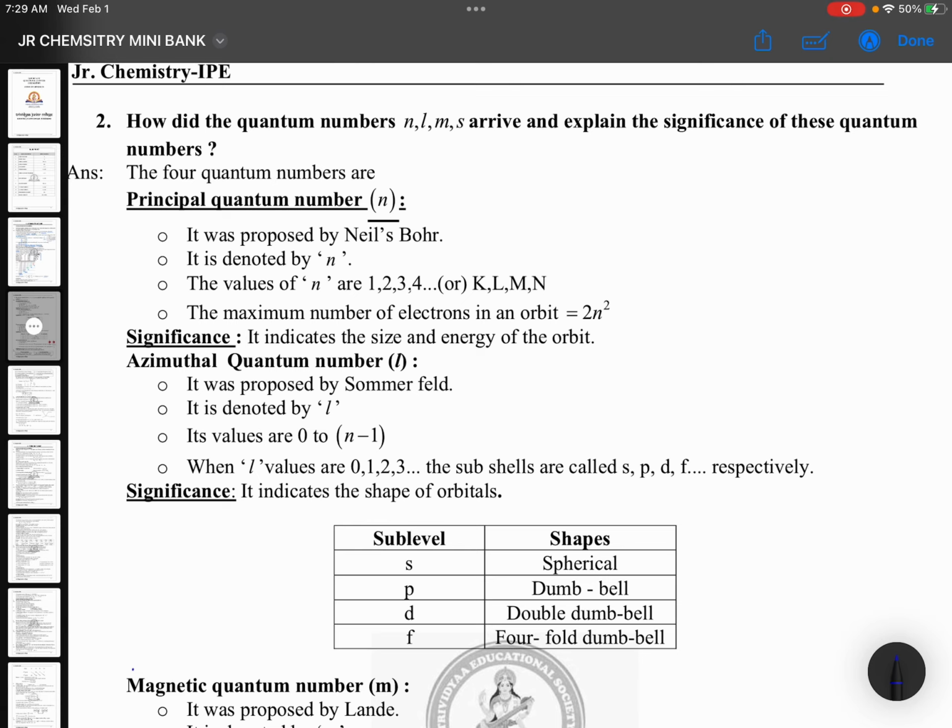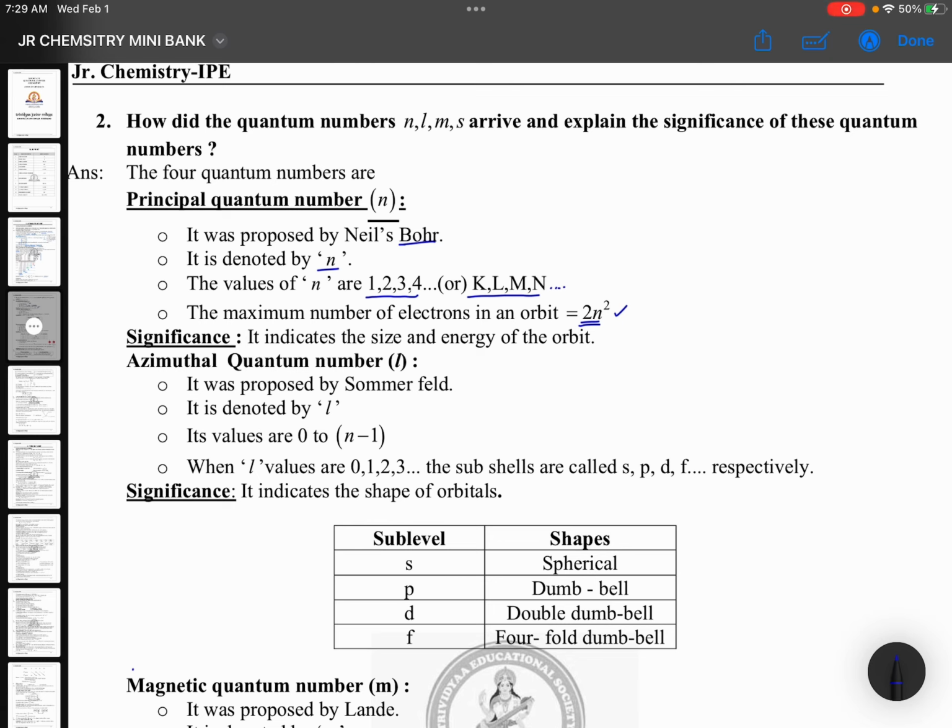The four quantum numbers are, first, the principal quantum number. It was proposed by Niels Bohr, denoted by small n. Values are 1, 2, 3, 4, or K, L, M, N shells, and so on. The maximum number of electrons in an orbit is 2n square. This question was asked in JEE 2023 also. Significance: it indicates the size and energy of the orbit.